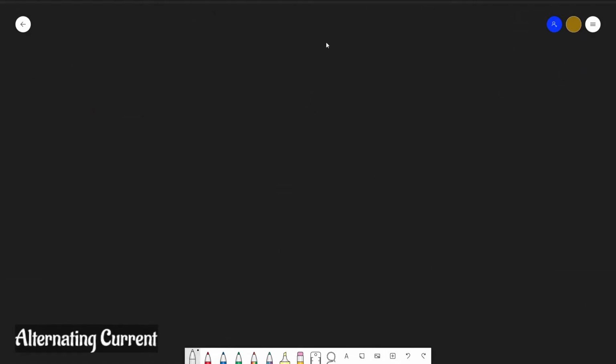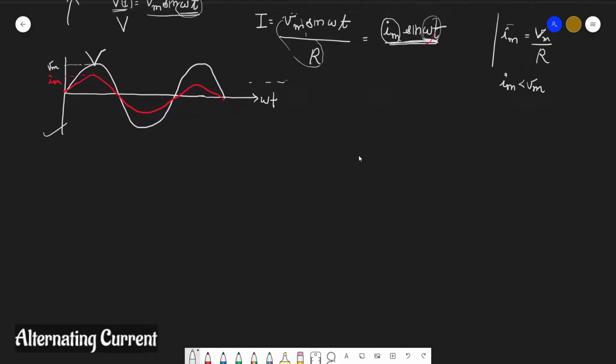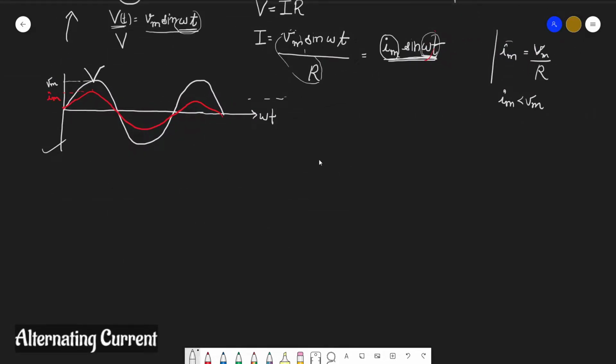Now we need to see. Let us talk about power for a while. If I say, as a general expression, P is equal to I square R, then here I can write, since I have calculated, Im sine omega t whole square into R. Now, what kind of power is it giving?